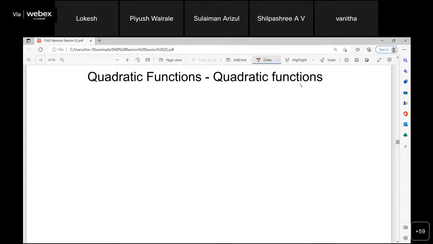So now we'll move on to our next topic. It is the quadratic function. What is the general equation of a quadratic function? ax square plus bx plus c, that is the general equation of a quadratic function, where a is not equal to 0. If a is equal to 0, then this equation is linear, a straight line.